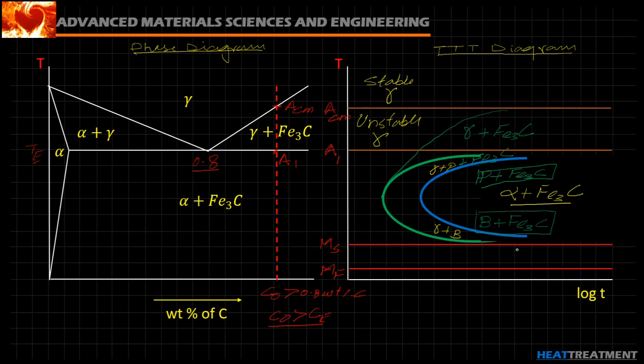This is how the time temperature transformation diagram changes for the case of hypoeutectoid and hypereutectoid steels.